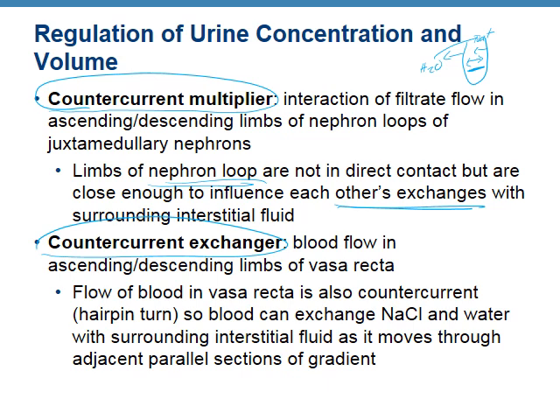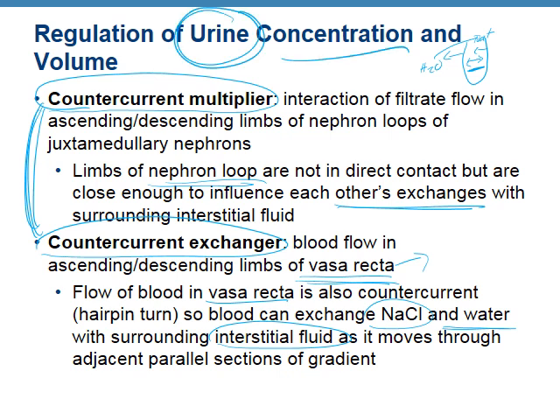The countercurrent exchanger is talking about the vasa recta, and I'll show you an image to remind you what that is, but the capillary bed that wraps around the nephron loop. So they're saying that this vasa recta capillary also has the ability to exchange salt or sodium chloride and water with the interstitial fluid. So both of these things together can affect the movement of solutes and water in the medulla, in the loop of Henle or the nephron loop. And this can affect urine concentration.